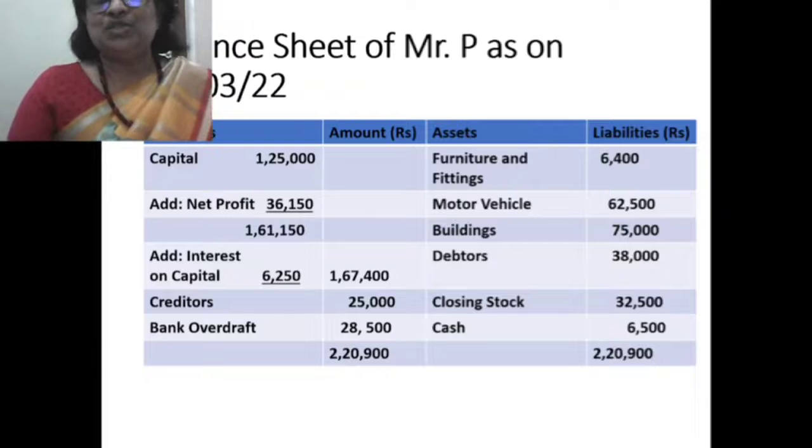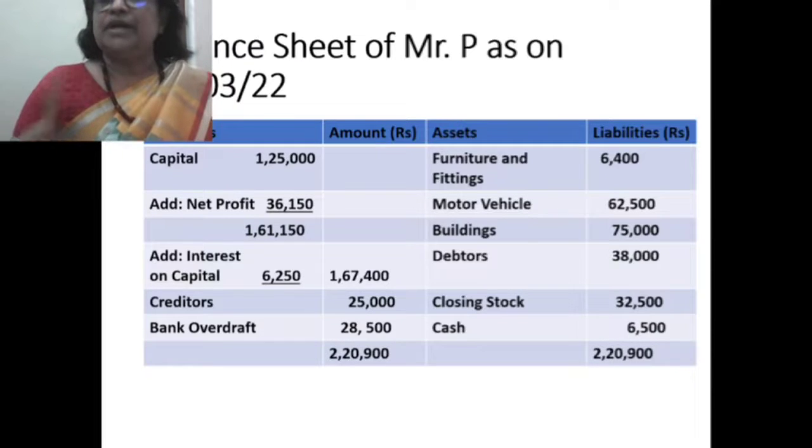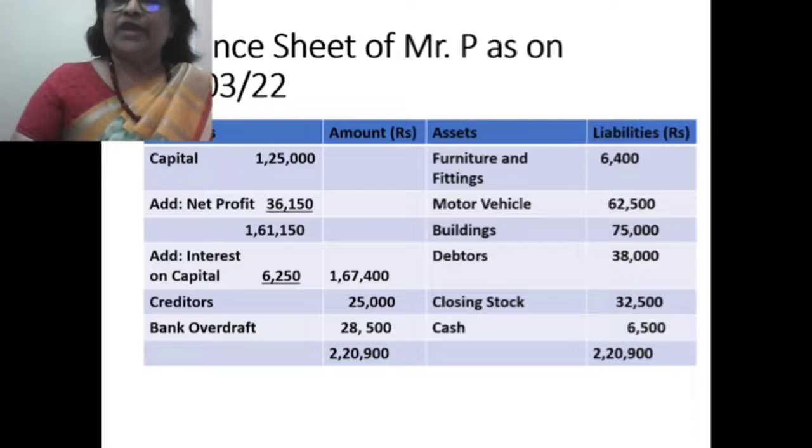So two adjustments we have learned in this module: interest on drawings and interest on capital. So interest on drawings is an income for the firm. It will be credited to profit and loss account. It will be subtracted from capital along with drawings. Interest on capital is an expense for the firm. It will be debited to profit and loss account and it will be a liability for the balance sheet.